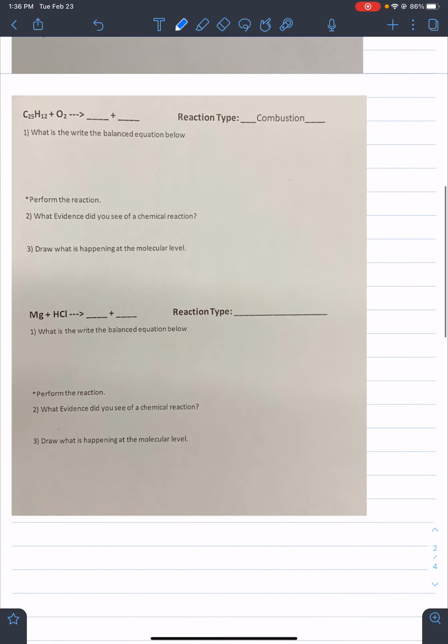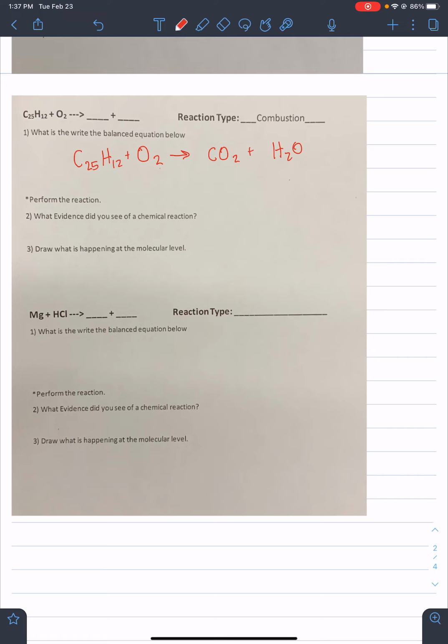Alright, this one is kind of easy, even though it seems a little bit hard. We're going to have C25H12 plus O2. It's going to go to something. We know the reaction type is combustion. So whenever you see a combustion reaction, you should be so happy because combustion reactions in the definition tell us what our products are. And our products are always going to be CO2 plus H2O. So that's how you know that these are your products, because I gave you the reaction type, so you could figure out those are your products.